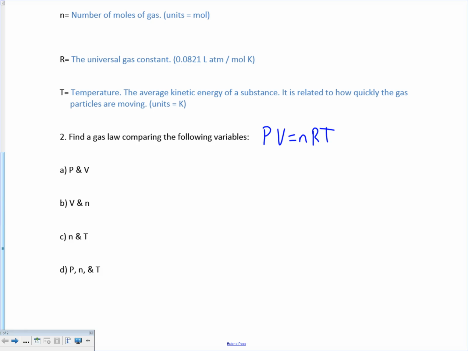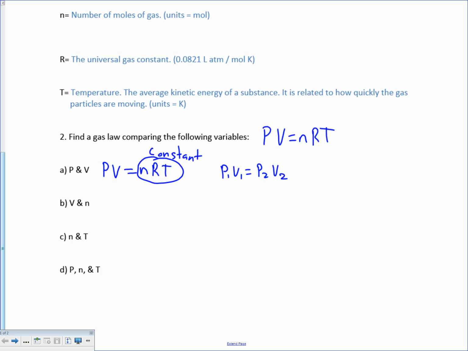For the first one, we're relating P and V, so we want to get them on the same side of the equation. Well, they already are on the same side, and everything else is already on the other side. So the idea here is that these things are all constant. And so then we get P1V1 = P2V2.